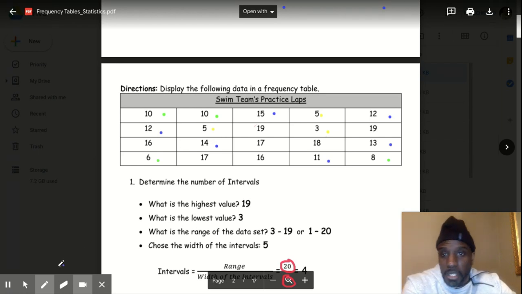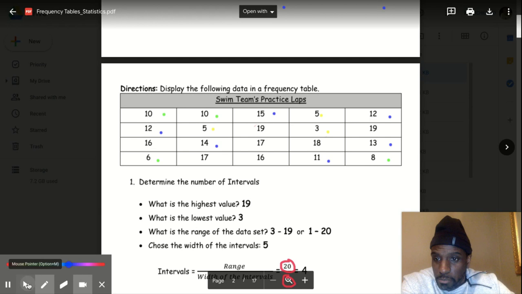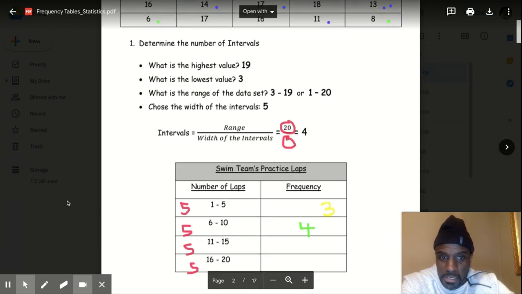6 people. Okay. Now, let's go ahead and scroll down and put this in here. 6 people.